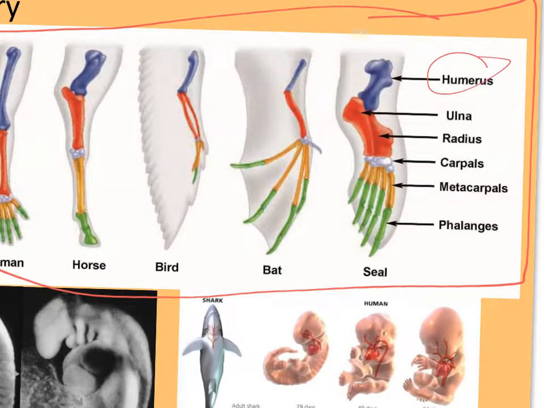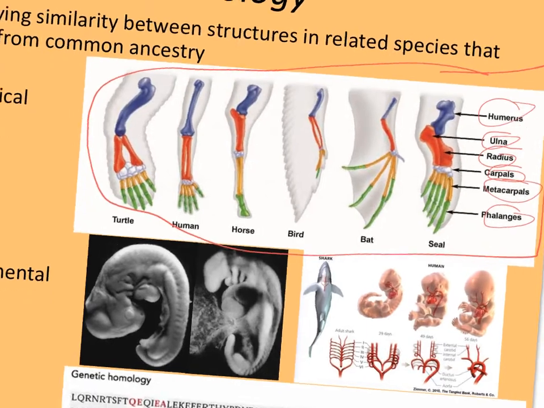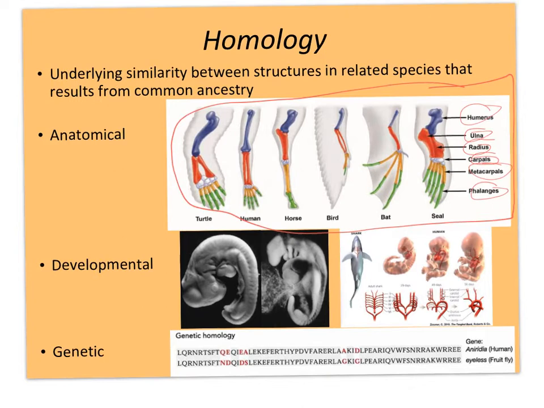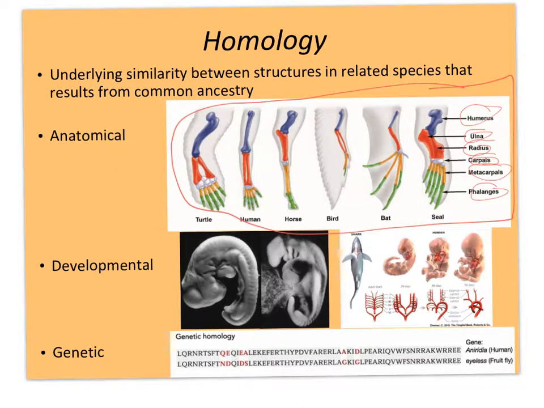The humerus, the ulna, the radius, the carpals, the metacarpals, and the phalanges. Now, because all these animals shared a most recent common ancestor, they're all quadrupeds, 4 limbs, but they evolved over time different structures. But they still use the same bones. These are homologous bones.